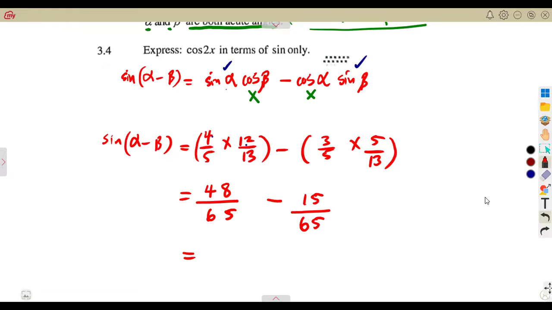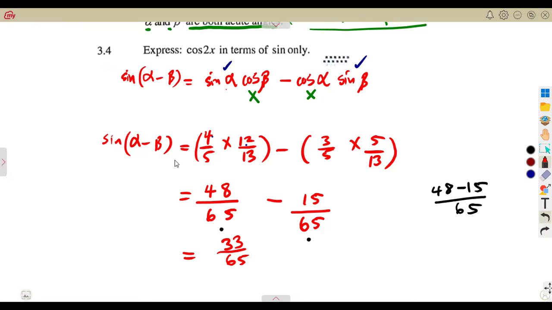So if the denominators are being maintained, as we can see there that the denominators are the same, we can simply subtract the numerators together. So this is simply going to be 48 minus 15, everything over what? 65. That is what I'm trying to say. So if you subtract, that is going to be 33/65.